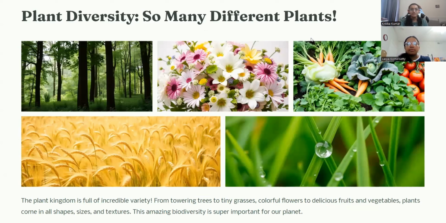Next up, we have a diverse amount of plants. There are a bunch of different plants. So there are trees, there are flowers, there are vegetables, fruits, wheat, barley, grains, grass, and a lot of other different types of plants. And plants come in all shapes, sizes, and textures. So the next time you go out on a walk, notice your environment, look at the different types of plants around, and enjoy the beauty. And also, this biodiversity is really important for our planet because it has a bunch of different benefits.